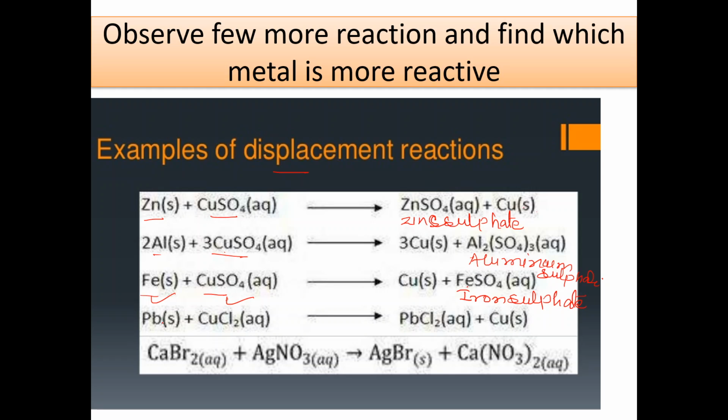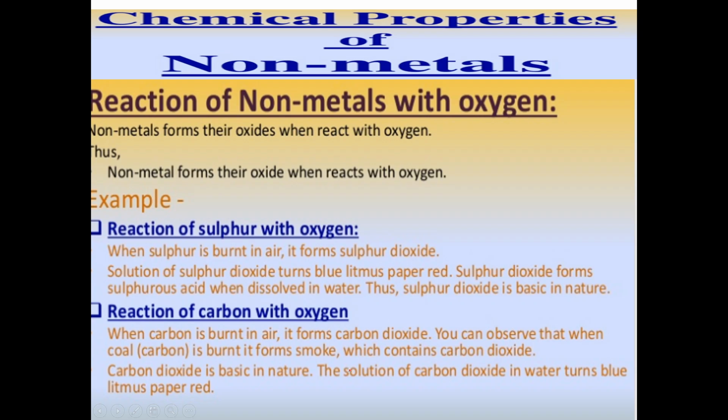In dry form, displacement reaction cannot occur. Lead with copper sulfate, again lead is more reactive than copper, that's why it is displacing copper, and lead sulfate plus copper is formed. Then there is double displacement, where both replace each other. Silver replaces calcium and calcium replaces silver, so a precipitate of silver bromide is formed. This double displacement you will study in higher classes.